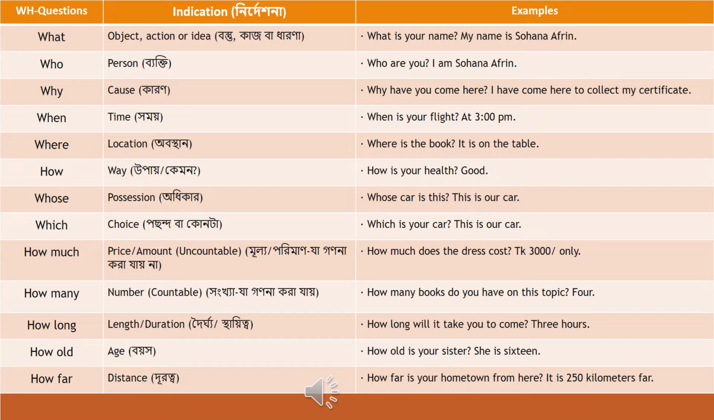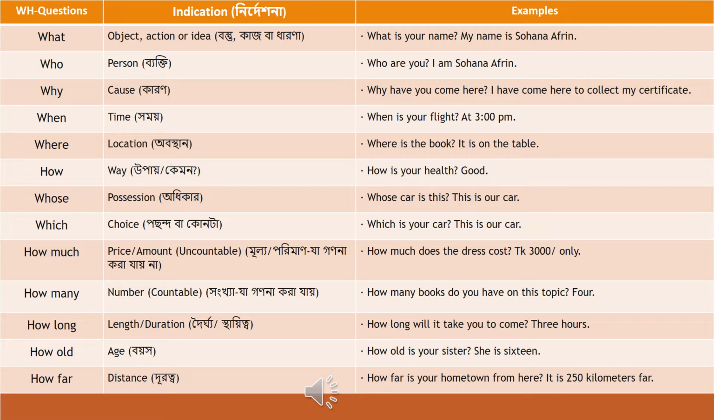We can see a table here. This table shows the WH words and what they actually indicate. We learned these WH words very specifically in my previous session. We had known when to use these WH words and what they actually indicate or refer to. Let's just revise them. First of all, we can see what.